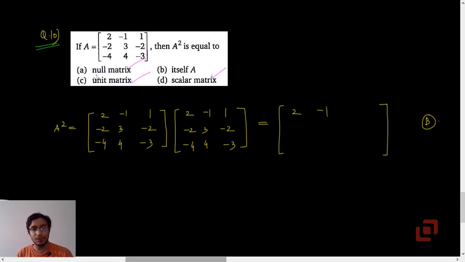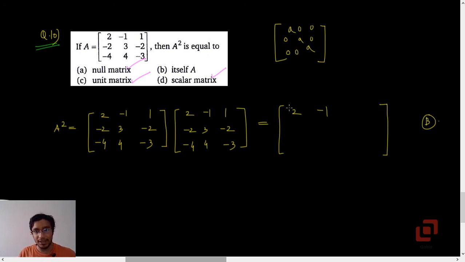Now most of you do know null matrix and unit matrix, but you may not know scalar matrix. A scalar matrix is a diagonal matrix whose diagonal entries are identical, like a, a, a or b, b, b. Now it is enough to check the first two entries of A squared. I'll tell you the reason.